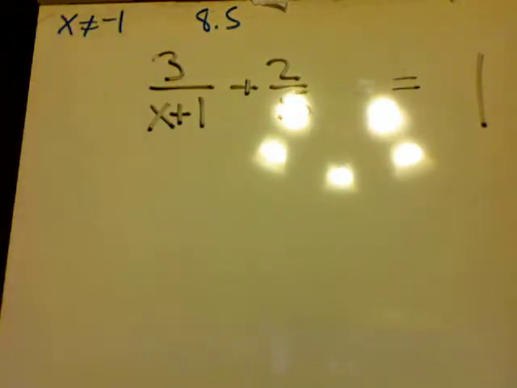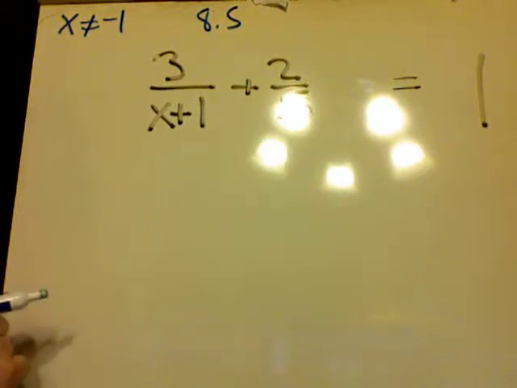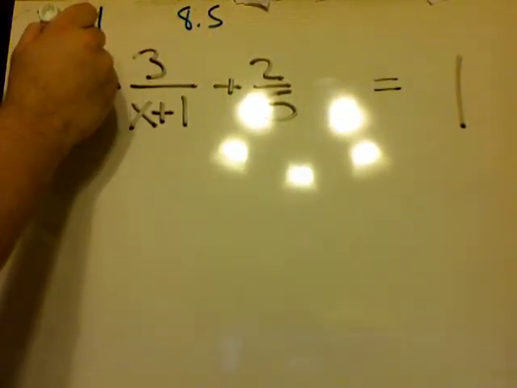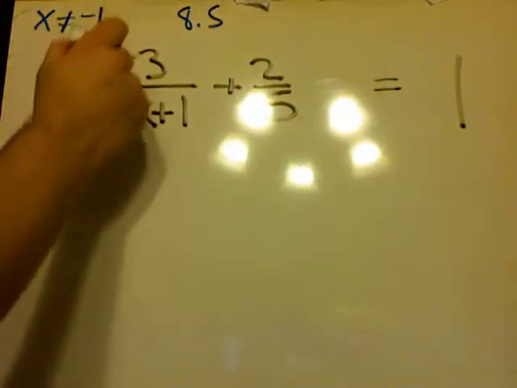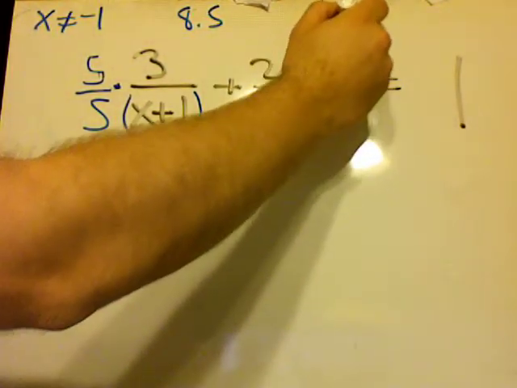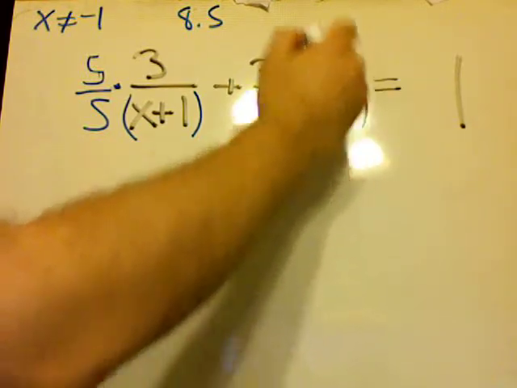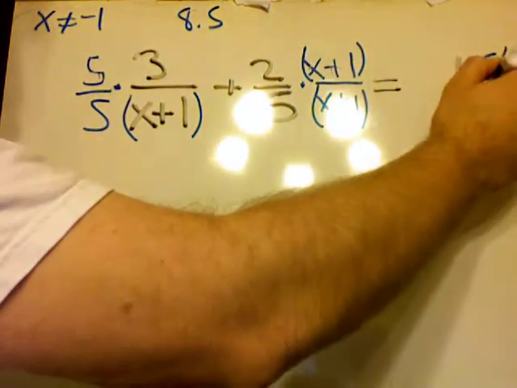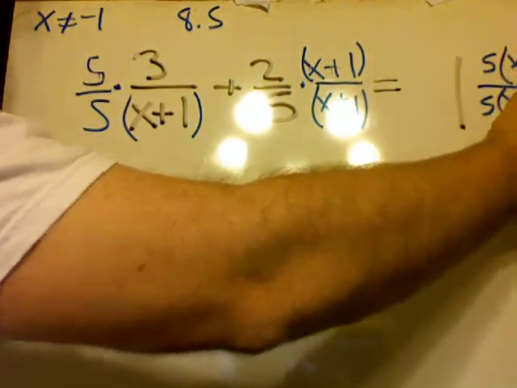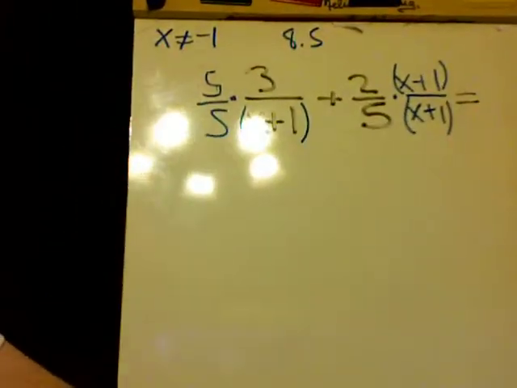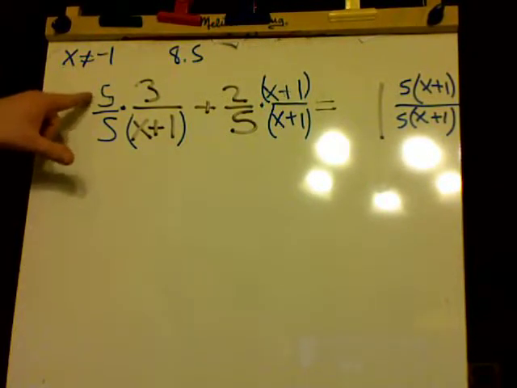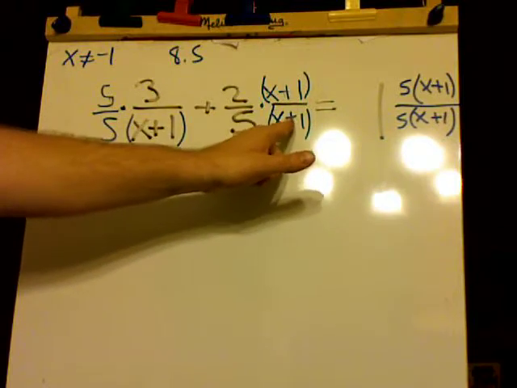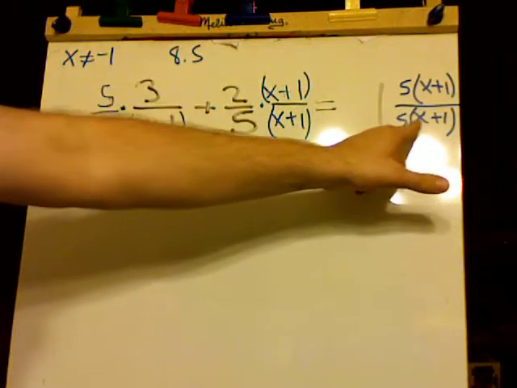x cannot be -1. So just like any fraction, I want to find a common denominator. What's my common denominator here going to be? I've got to multiply this number by 1 in the form of 5 over 5, this one by x plus 1 over x plus 1, and this one by 5 times (x plus 1) over 5 times (x plus 1). So I've multiplied each of these by 1 in a different form. 5 over 5 is a 1, x plus 1 over x plus 1 is a 1, and 5 times (x plus 1) over 5 times (x plus 1) is also a 1.